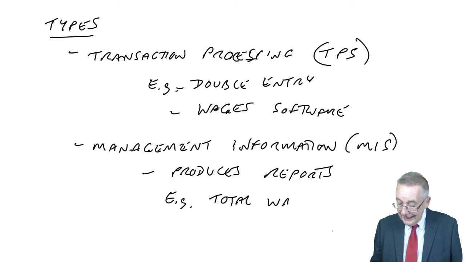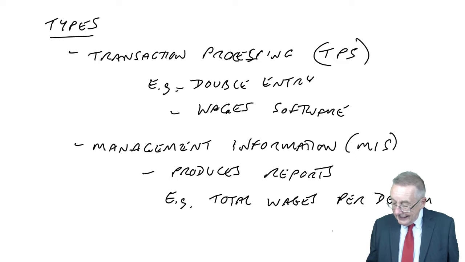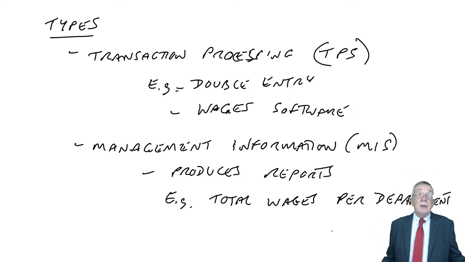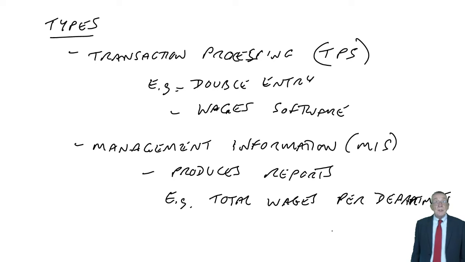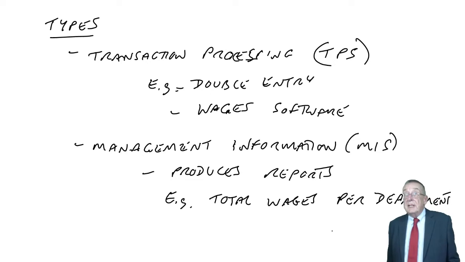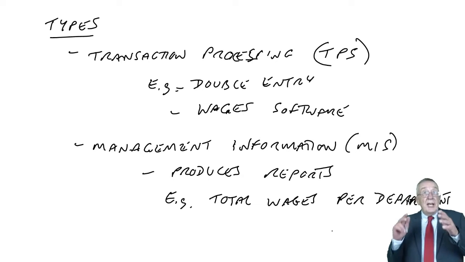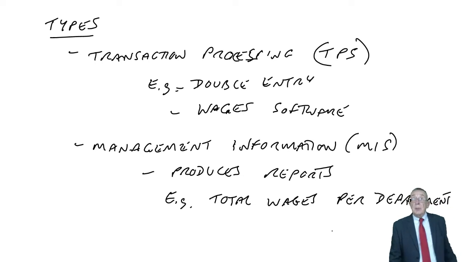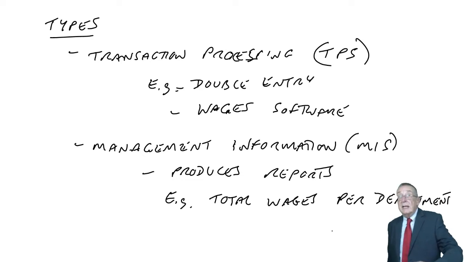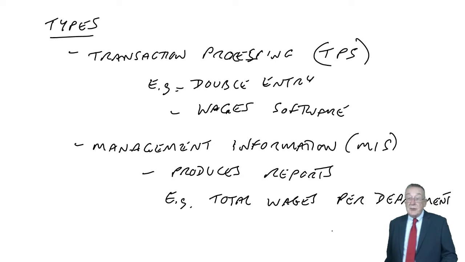Wages per department. Now, different companies need different reports, obviously. We need to plan in advance what reports we need. But if the total wages per department are something that's important to us, then the MIS will have been designed such that every month out comes this report. Again, it gets the data from transaction processing, but it's just summarising it, giving us this report.